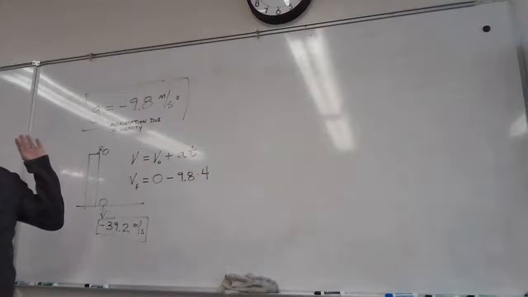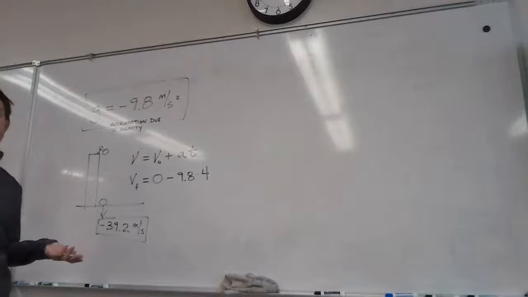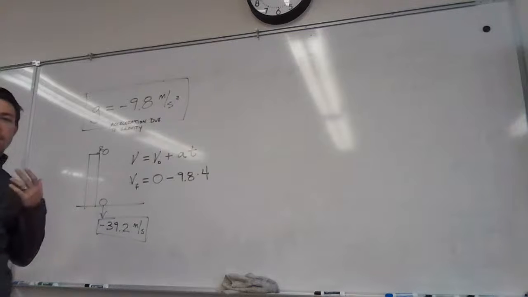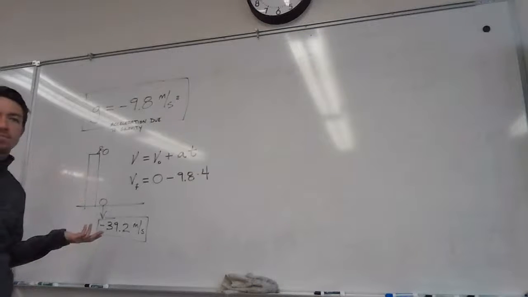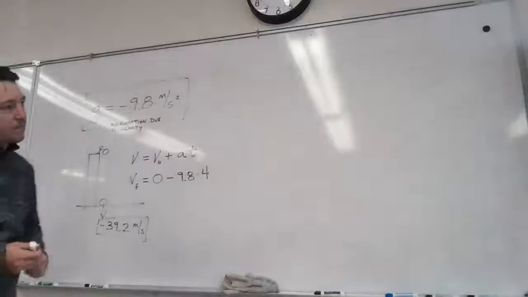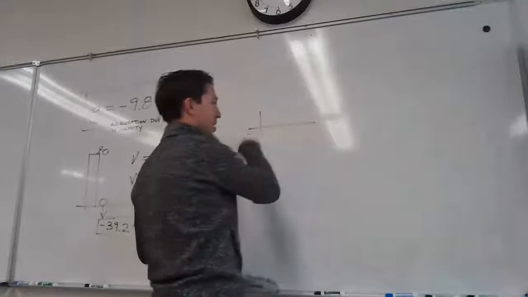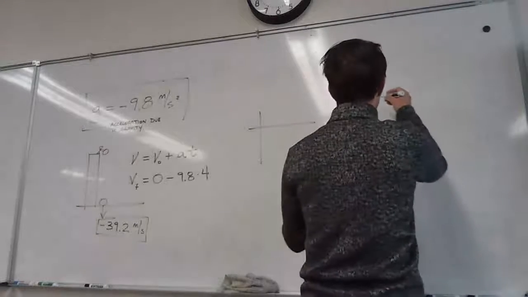Now, technically, the question says speed. So speed is always positive, so I would just say 39.2 meters per second. Do we have any questions on that? No? Okay. Velocity versus time. Notice how I'm drawing the axes. That might help you.